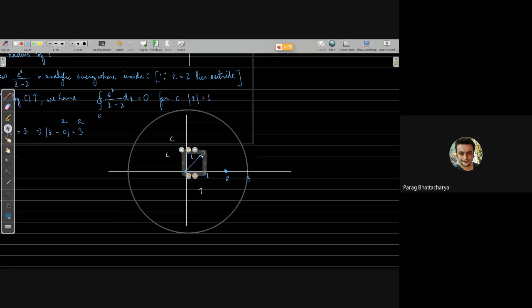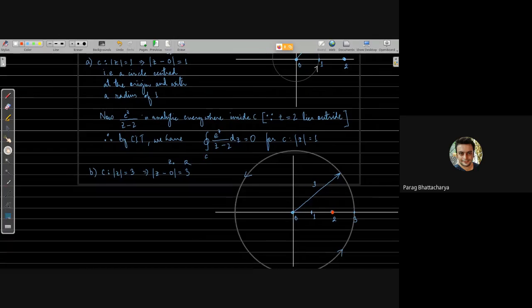So this new path C, the radius of this path has now become 3. Earlier it was 1, now it has become 3. And now we notice that the singularity lies inside C now.